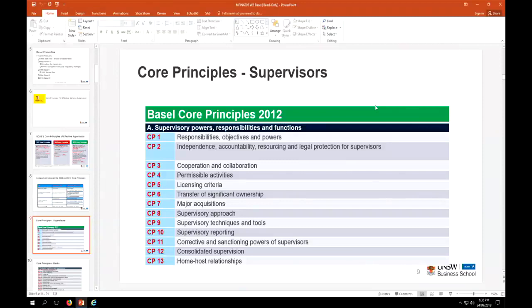6 says that transfer of significant ownership needs to be subject to regulatory approval. So that's why in most countries, ownership of banks is subject to additional restrictions and approval. 7, any major acquisitions are subject to regulatory approval, and major disposals as well.